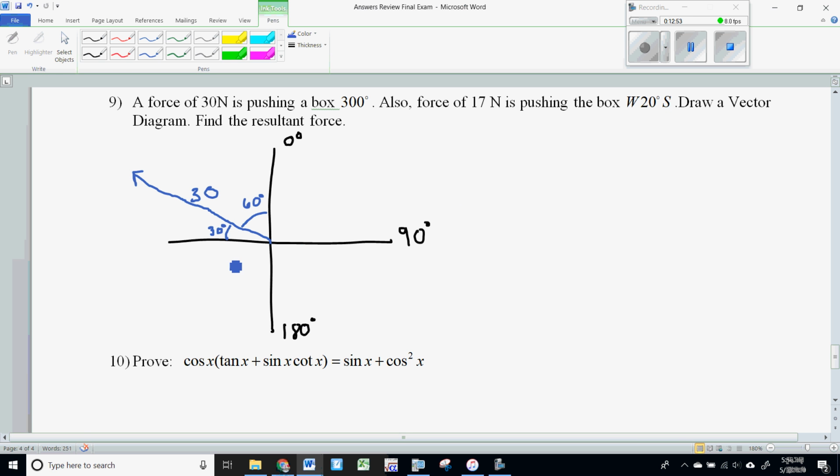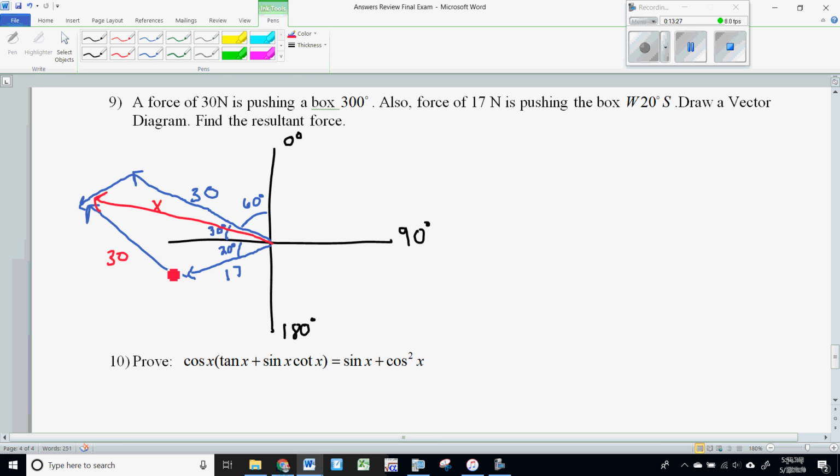Then we go west 20 degrees south for 17. That means this angle is 20. This is 17. Now we need to draw our parallelogram. So I'm going to add my 17 there, my 30 there. Don't know if that's a great picture, but I'm not using a ruler here. So we get to there, which is our result. That's not the greatest picture, but I think you can see what we end up with. So we end up with 30.